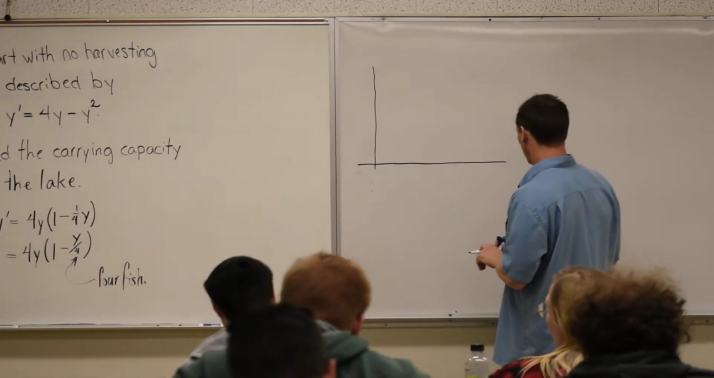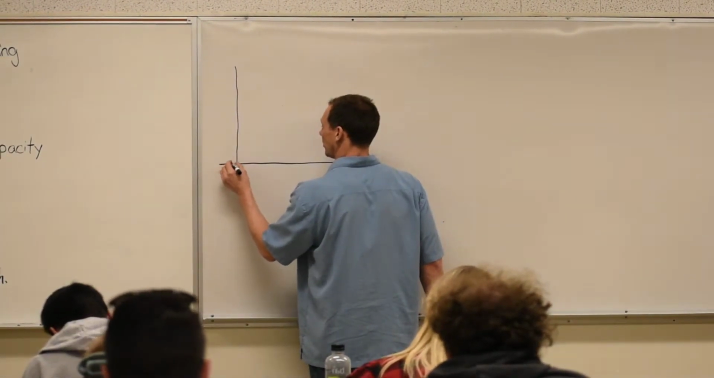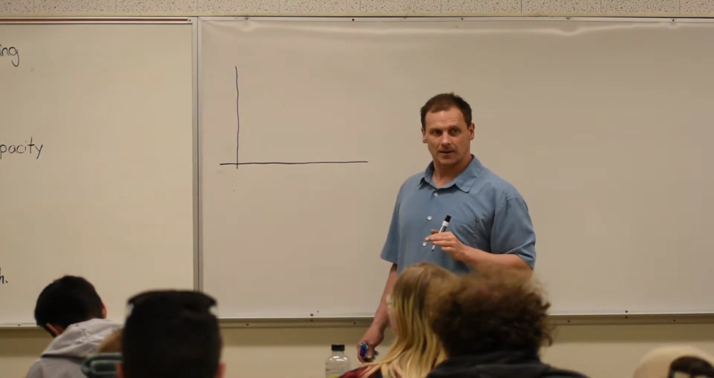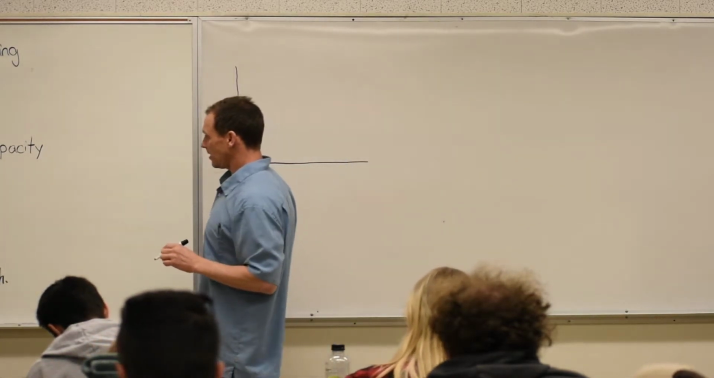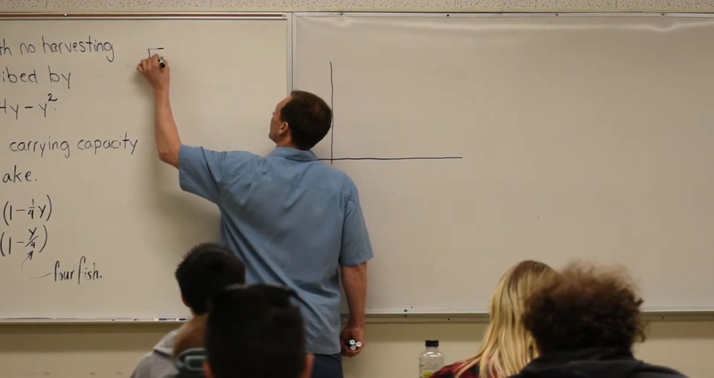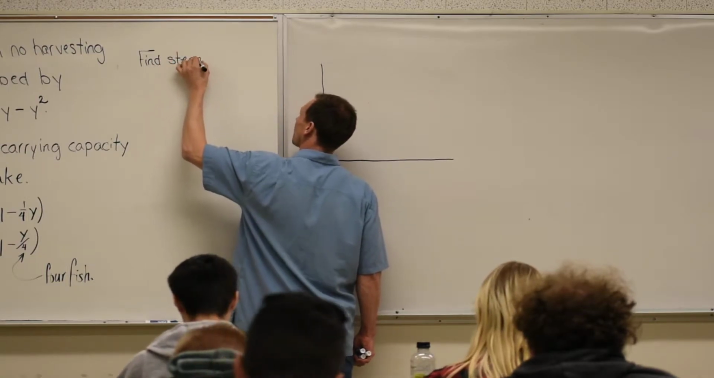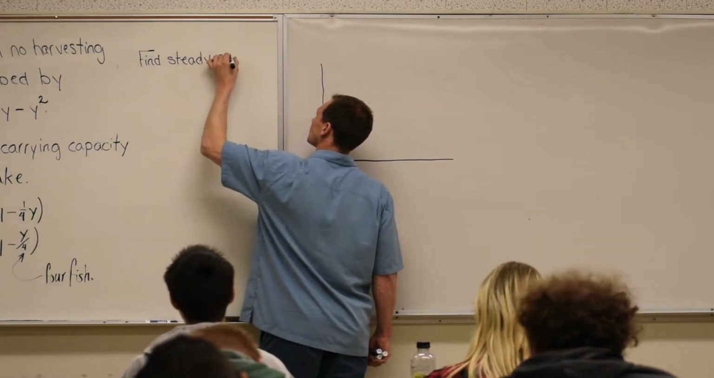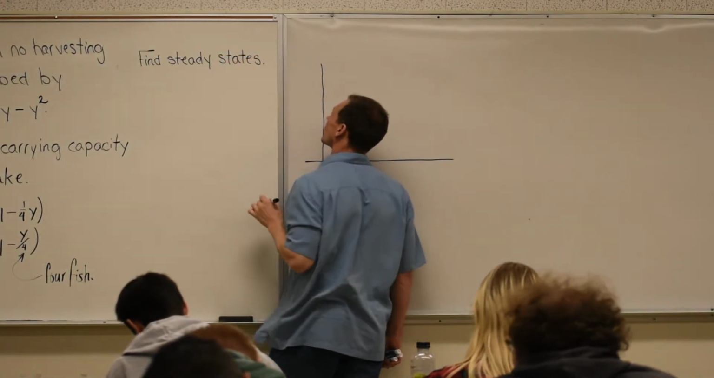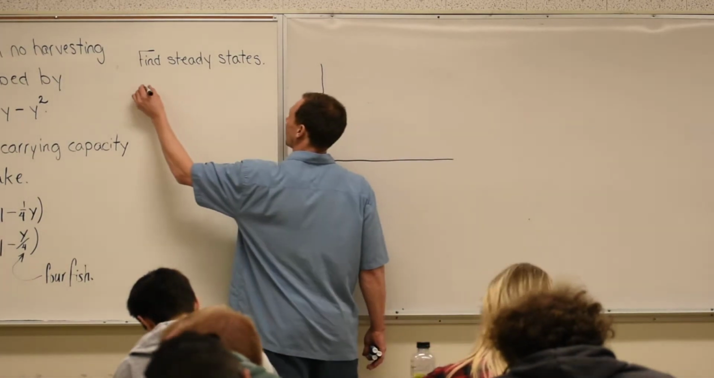And so let's see, this will be my black graph here. So black. Notice that, as it is right now, let's find the zeros, find steady states. Find the steady states. So in other words, what we do is we set y prime equal to 0.